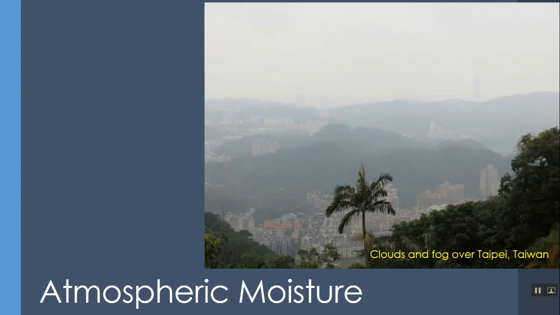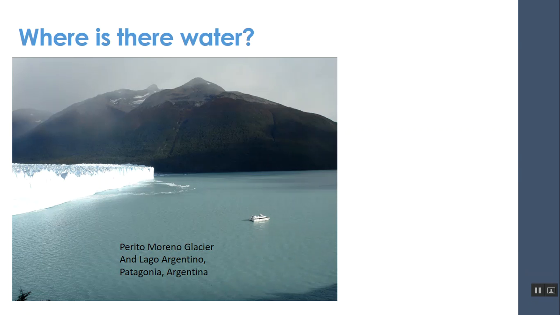So we're going to talk about all the different ways that moisture gets into the atmosphere and the different types of moisture that exist in the atmosphere. Here we can see clouds and fog over Taipei, Taiwan, which is two types of atmospheric moisture.